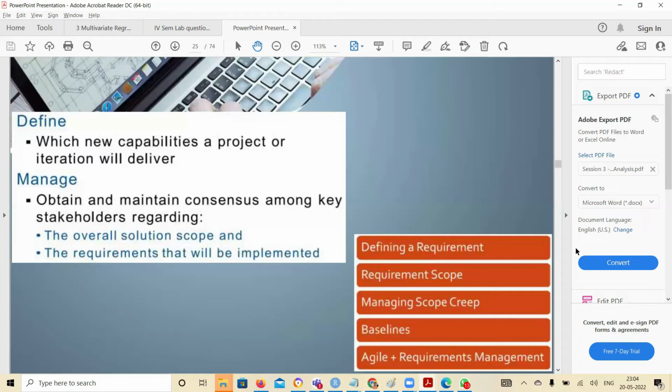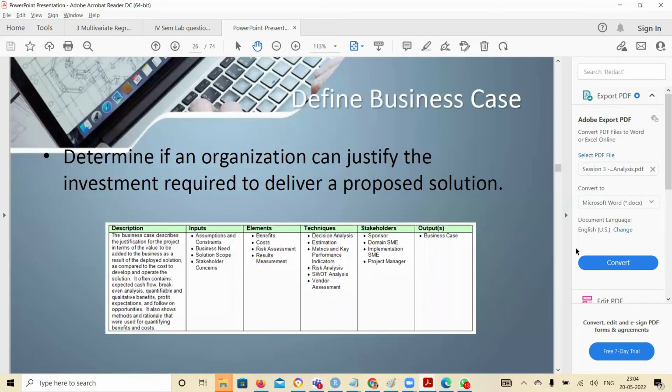And then agile, it's also called as requirements management. So don't worry about agile. We'll talk about agile in detail. We'll talk about these things also.